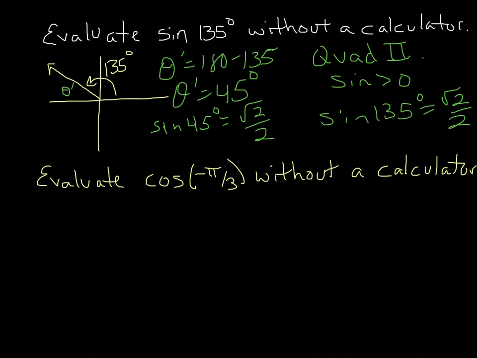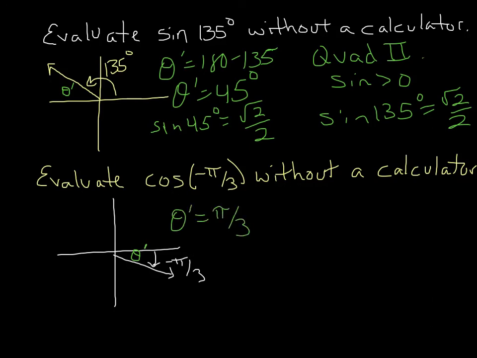Okay, so let's look at the next example. Cosine of negative pi over 3. Again, my first thought is to figure out which quadrant I'm in. Negative pi over 3, a negative angle, means I'm coming down this direction here. So here's my negative pi over 3. Notice that this angle is in the same spot that my reference angle is supposed to be. Reference angles always have to be positive acute angles, which means that theta prime is actually just positive pi over 3.